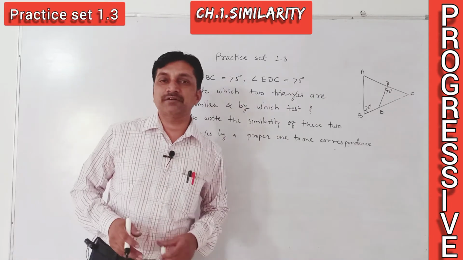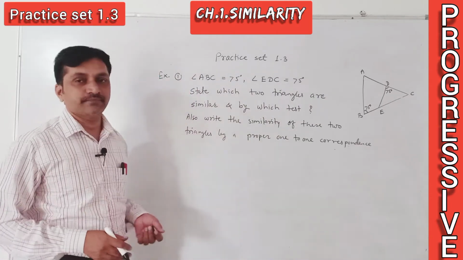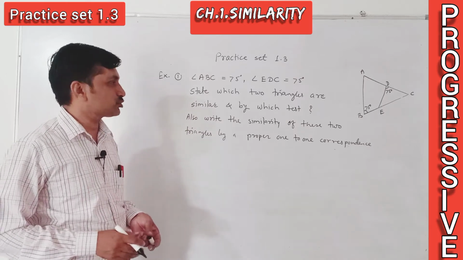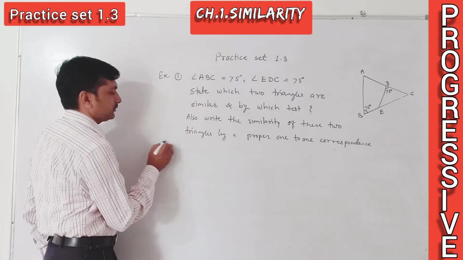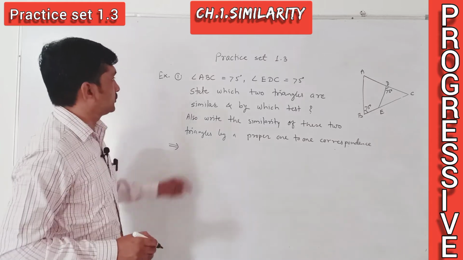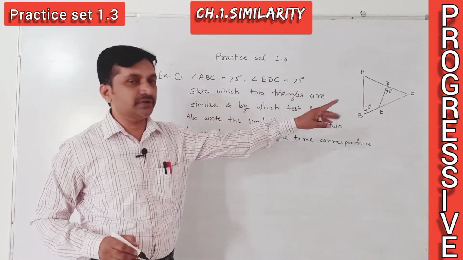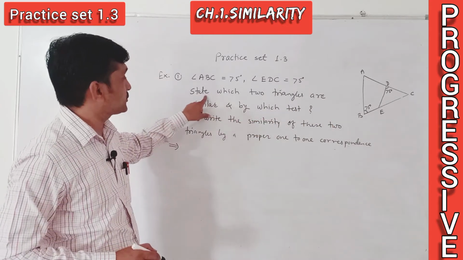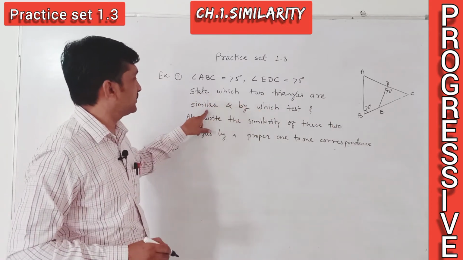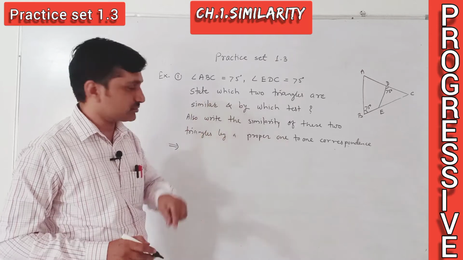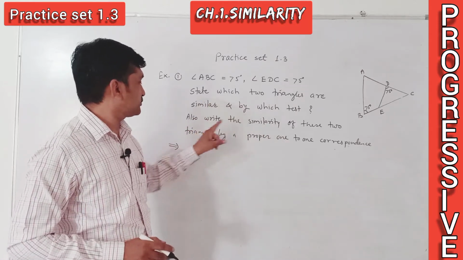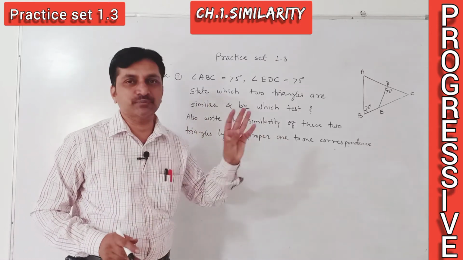Dear friends, let's start practice set 1.3, which is based on tests of similarity. Example number 1. Angle ABC is 75 degrees, angle EDC is 75 degrees, two angles are given. State which two triangles are similar and by which test. Also write the similarity of these two triangles by a proper one-to-one correspondence.